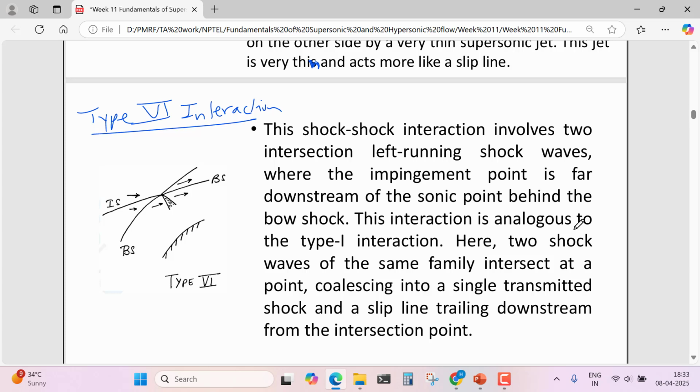This interaction is analogous to type 1 interaction, which I already told. Here two shock waves of the same family intersect at a point, coalescing into a single transmitted shock and a slip line trailing downstream from the intersecting point, as you can see here. So now we have seen all 6 types of interaction. So we will see now the problem which we were discussing before.